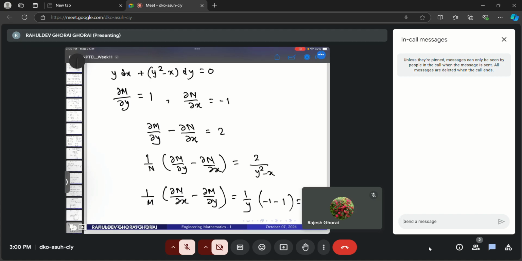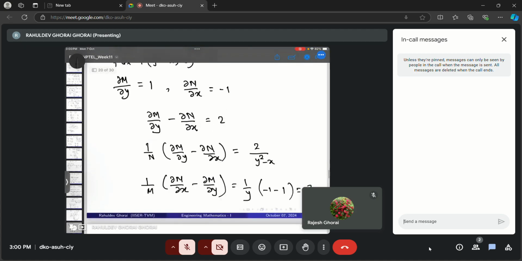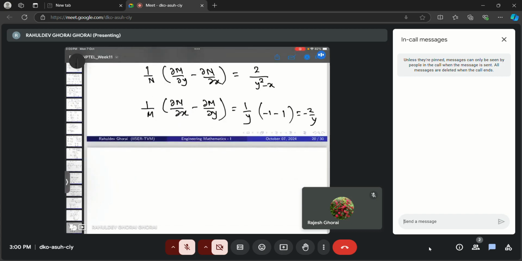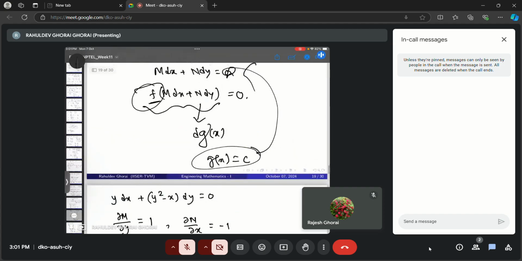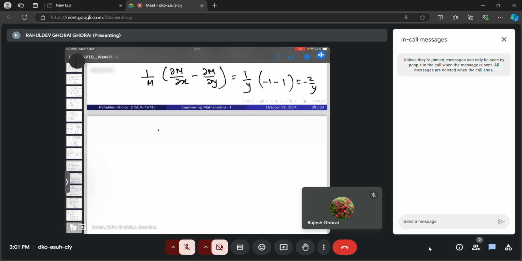So if this is so, what you can do, there is something called integrating factor. If you can multiply by a factor, you can find it. You can write e to the power minus integration of 2 over y dy. That is nothing but e to the power minus 2 integration dy over y, which is e to the power minus 2 ln y, which is e to the power ln y to the power minus 2, which is nothing but 1 over y square.